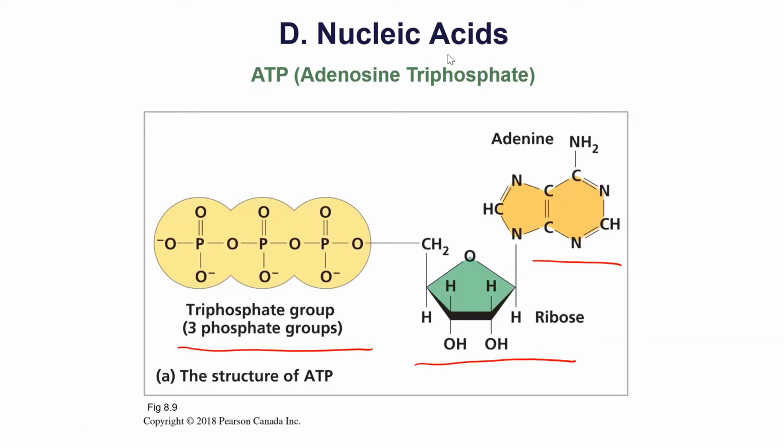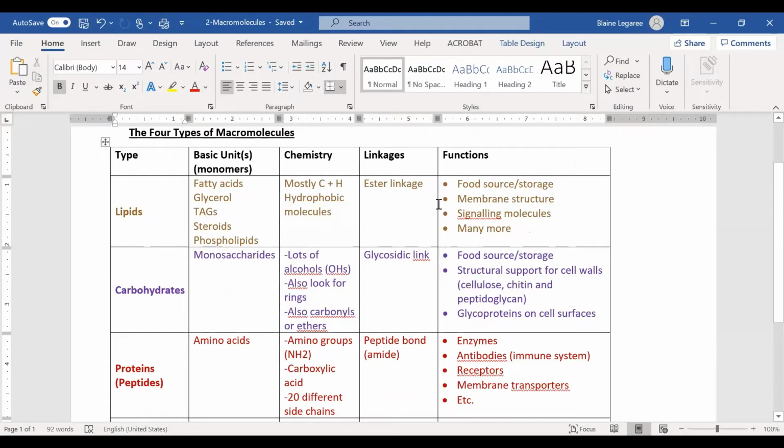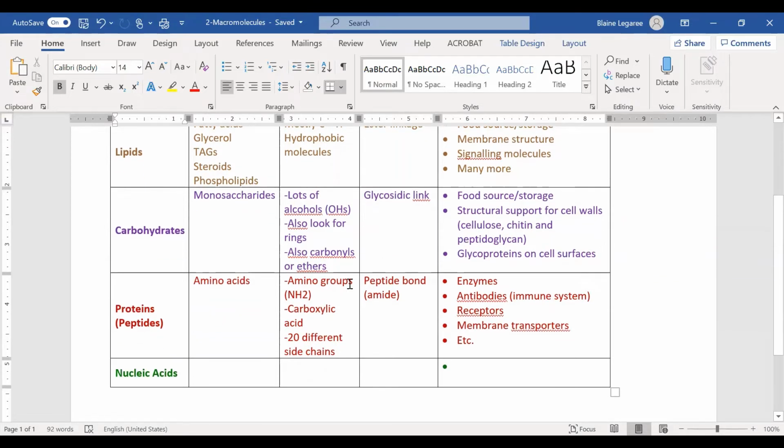So I'm reminded that I meant to go back and take a look at our notes. We started making this table here, and we filled it out for lipids and carbohydrates and proteins. So now we should put some information here about nucleic acids. So scroll down here, nucleic acids. The main subunits are nucleotides.